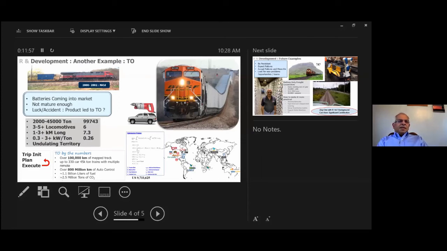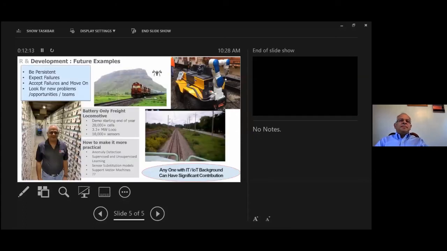So you cannot tell when you do research or development where it's going to end up. Look for a solution. When you come up with a solution, if the problem moved, find a problem which will solve that. Then, and I want to leave with this one. The message I have is be persistent, expect lots of failures, accept the failures and move on. And look for new problems or opportunities for the solutions you have. And you need a huge amount of teamwork. That is key. It cannot be done by yourself in most of the problems. You need a huge amount of teamwork and support.